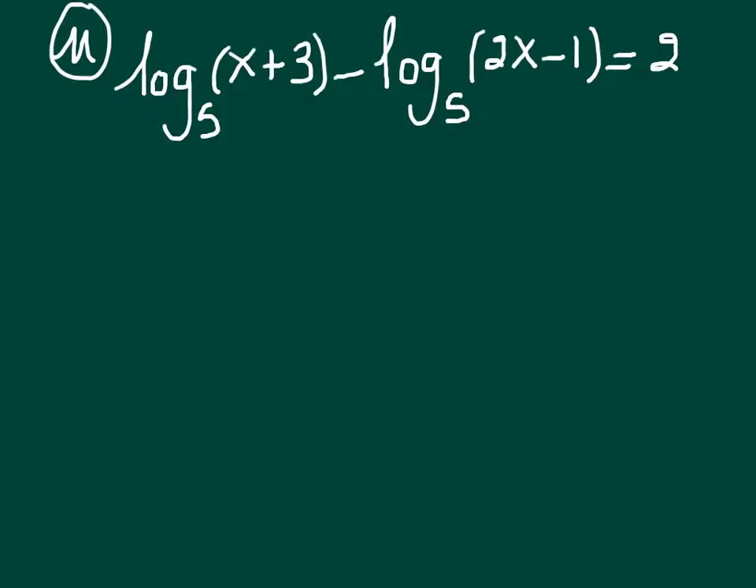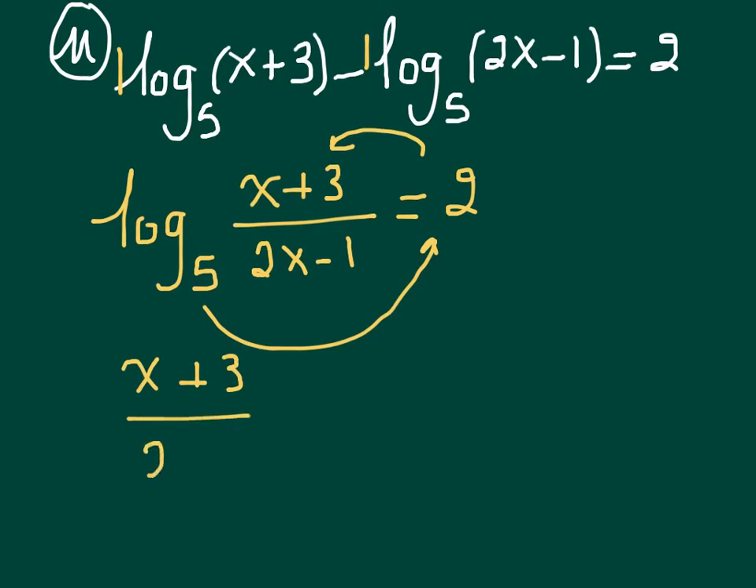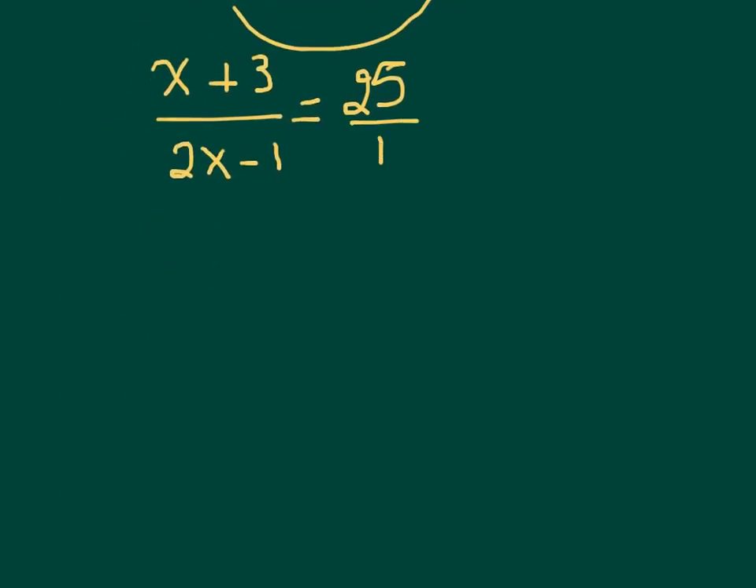Part Q. I want you to look and see those two logs have a coefficient of 1. That means we can straight combine them. That will give us log base 5 of the quantity x plus 3 divided by 2x minus 1 is equal to 2. One log on one side, we can go ahead and snail. That means x plus 3 over 2x minus 1 is equal to 5 to the second power, or 25. What we're going to do, we're going to put 25 over 1 and cross multiply. x plus 3 is equal to 2 times 25 is 50x, and negative 1 times 25 is 25.